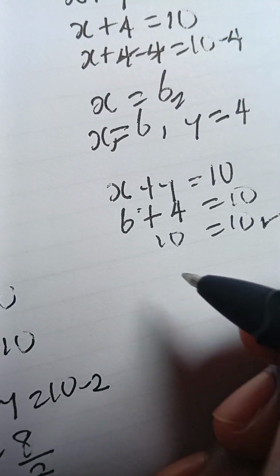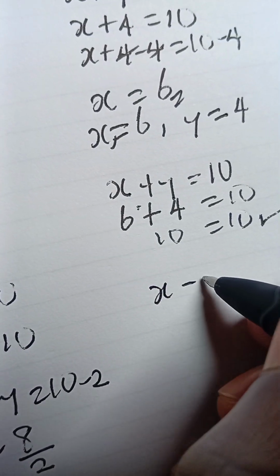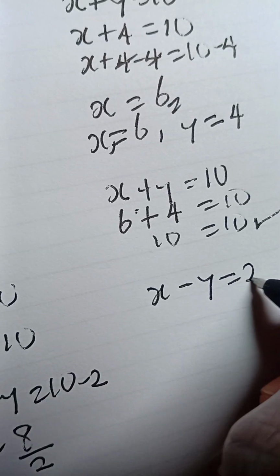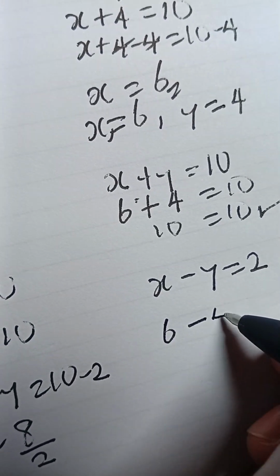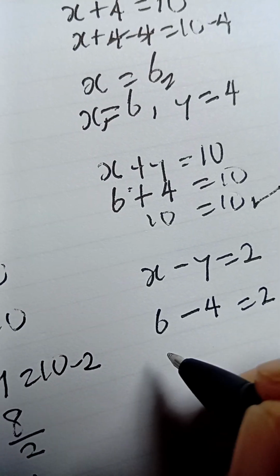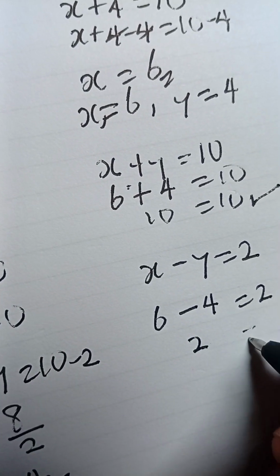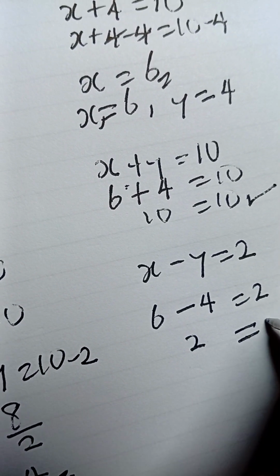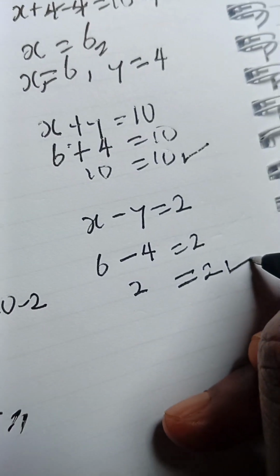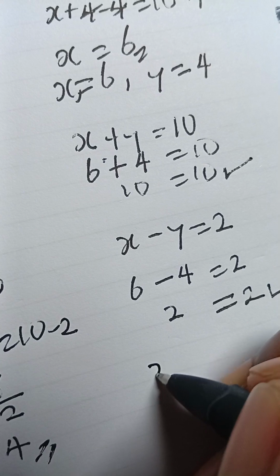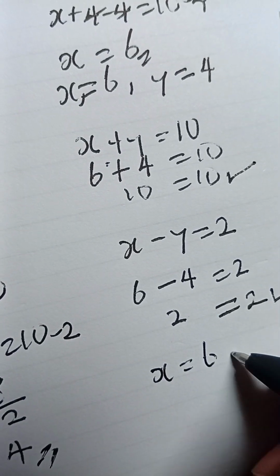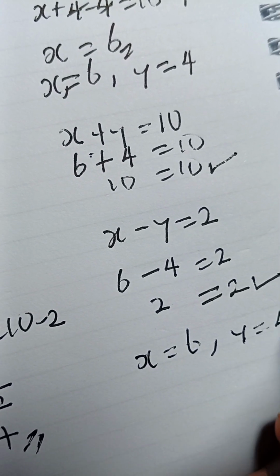Let's check for the second equation. x minus y is equal to 2. x is 6, y is 4, so 6 minus 4 is equal to 2. So 2 here is 2. So the second equation is also verified. So our value of x is 6 and y is 4.